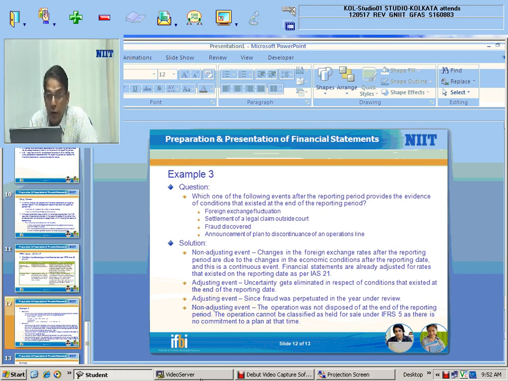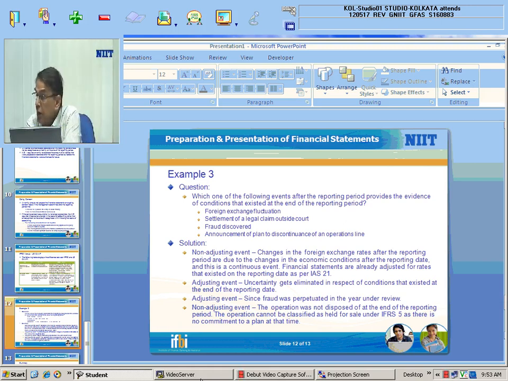I am not talking of announcement of a plan to liquidate the company. It's a plan to discontinue an operation line, one of the operations lines. If it is a plan to discontinue the business, then it's an adjusting event, because we cannot prepare even the financial statements on a going concern basis. But when it's simply an announcement of a plan to discontinue an operations line, it will be considered a non-adjusting event.